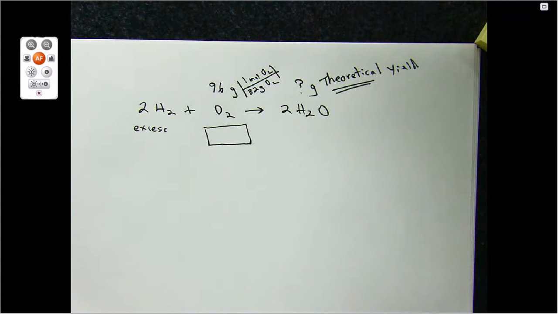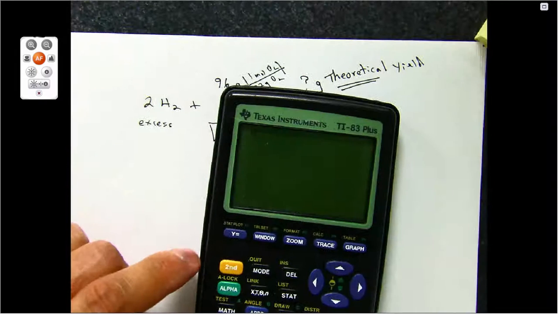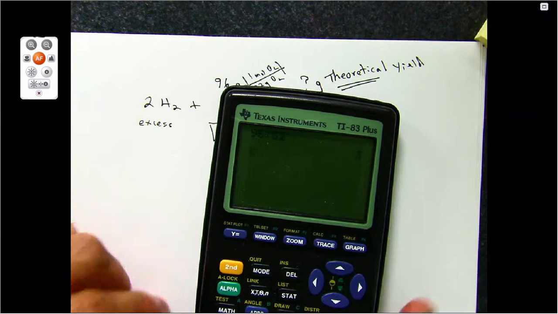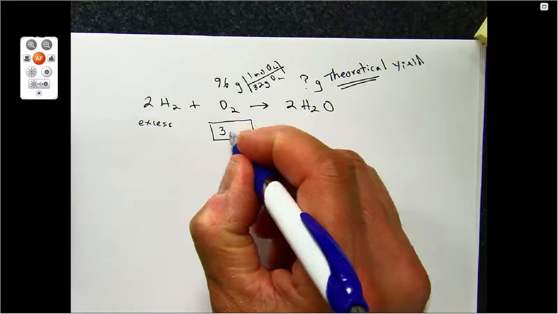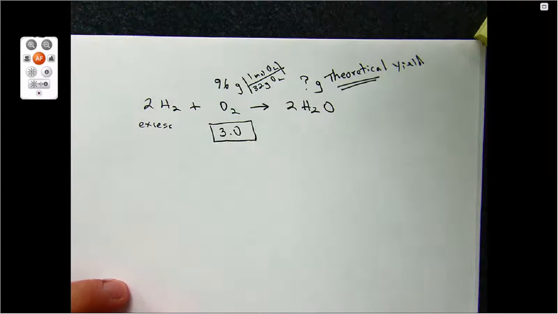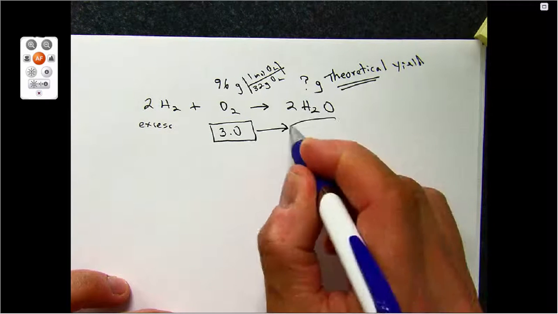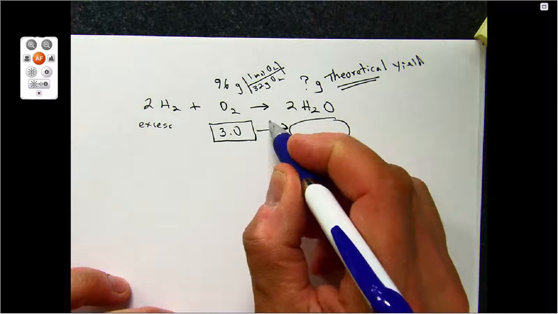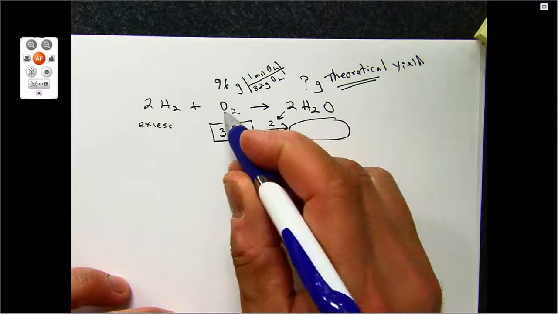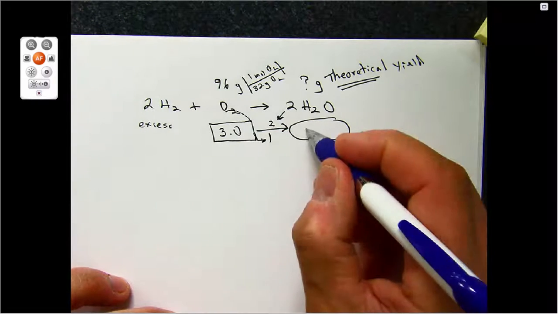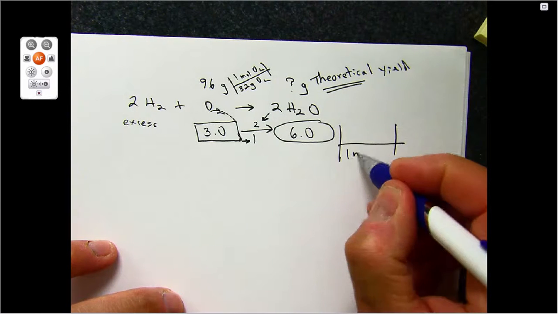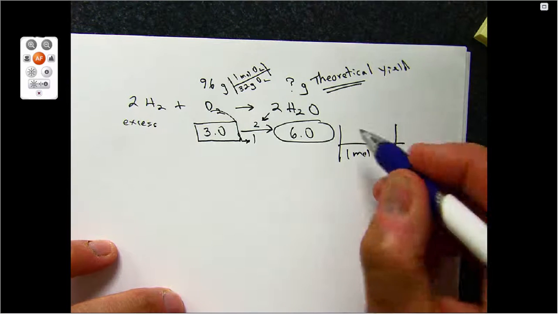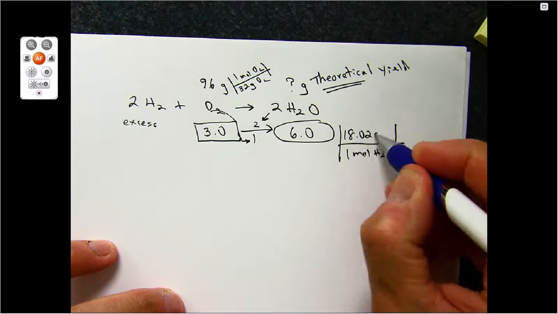So 96 divided by 32. So this is 3 moles. So 3 moles of O2, and then the mole factor fraction is going to be 2 over 1. So we should get 6 moles of water theoretical, and then we would go 1 mole of water would be 18.02 grams of water.